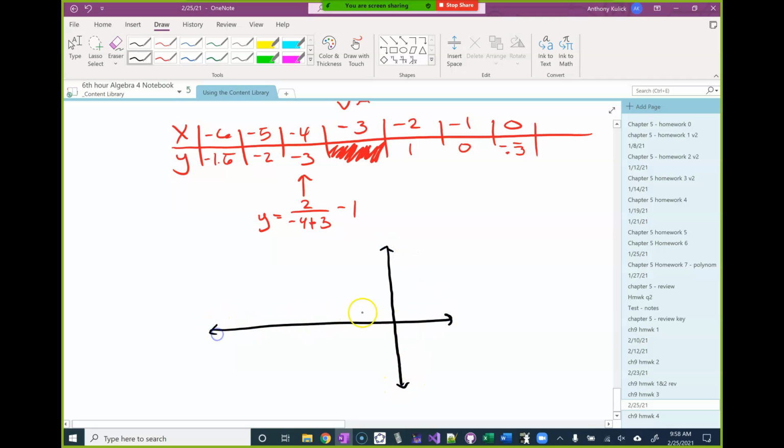So now I'm going to draw my graph. 1, 2, 3, 4, 5, 6. 1, 2, 3, 1. I'm going to start by drawing in my asymptotes. So -3 is my vertical asymptote. So I'm going to count on the axis to -3 and draw my vertical line.